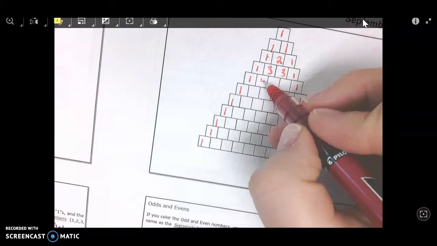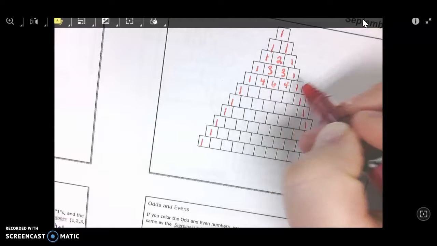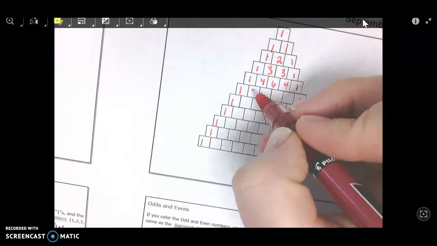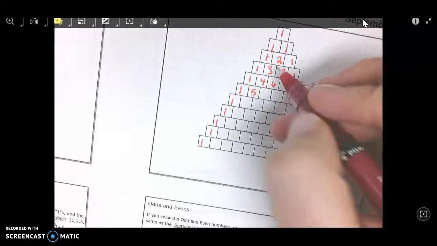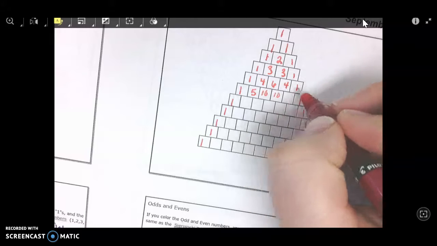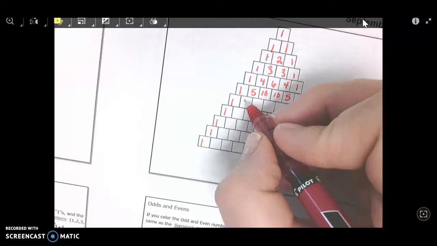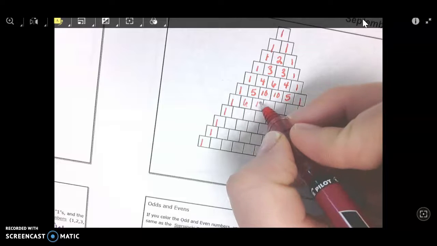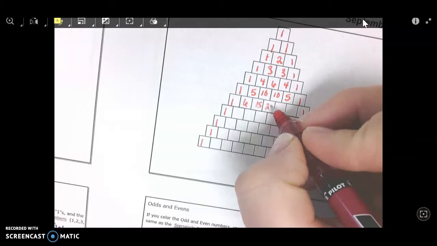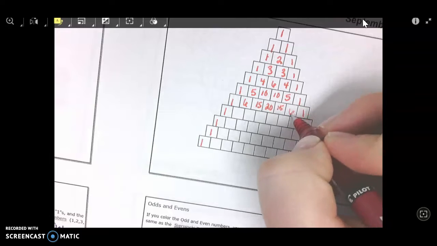1 plus 3 is 4. 3 plus 3 is 6. 3 plus 1 is 4. 1 plus 4 is 5. 4 plus 6 is 10. 6 plus 4 is 10. 4 plus 1 is 5. You have 1 plus 5 is 6. 5 plus 10 is 15. 10 plus 10 is 20. 10 plus 5 is 15. 5 plus 1 is 6.